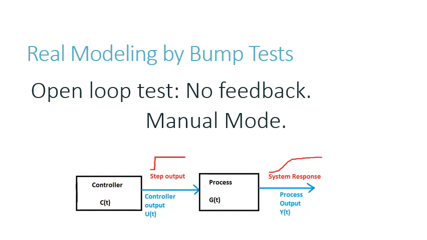So in an open loop test, you're going to go into manual mode. Now, I was talking before about how manual mode isn't just a joke. You really do use it, and this is one of the important areas where you would use it, not only when your system breaks down, but here to actually do these sorts of tests.